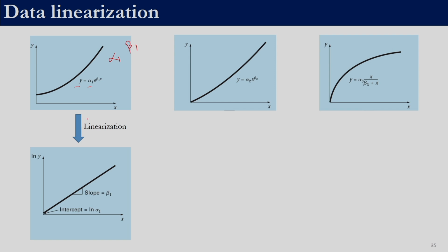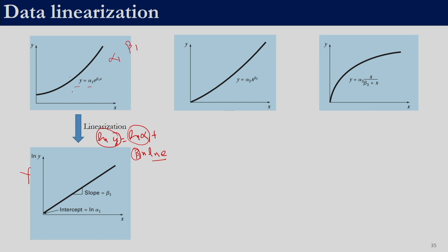So, if we transform this, if we take ln on both sides in this expression, it will be ln y is equal to ln alpha 1 plus beta 1 x ln e, right. So, this is going to be 1. The regression that we are doing is between ln y, let us say that is this uppercase Y, ln alpha 1 will be the intercept, and the slope will be beta 1, and there is no transformation in x.